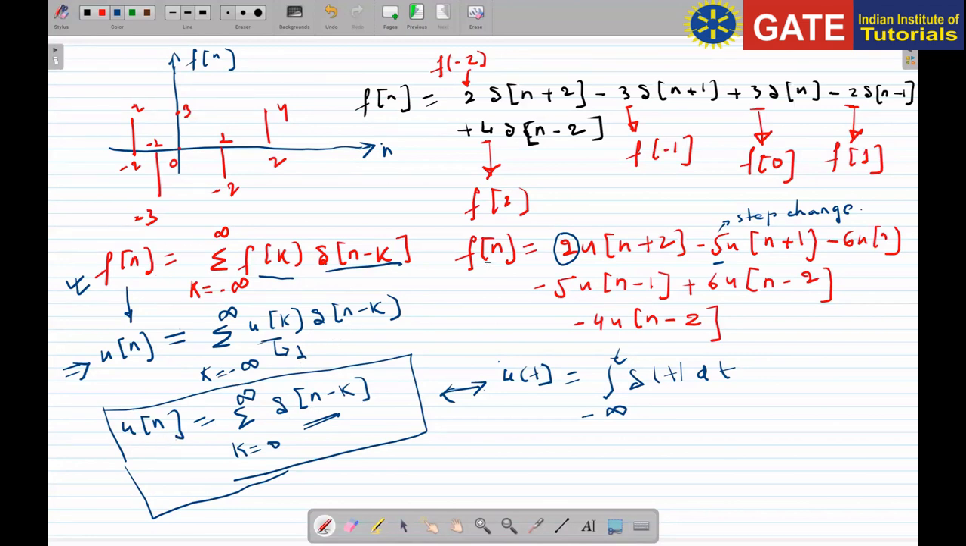Here what I am trying to say is, if I am writing in terms of u of n, then this is a step change, and here it is not a step change, it is an area. I mean, the value of that function at a particular time, n equals minus 2. So I was just comparing these two. Please let me know if you are understanding this. It's a very simple concept.